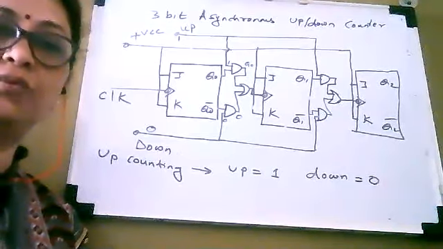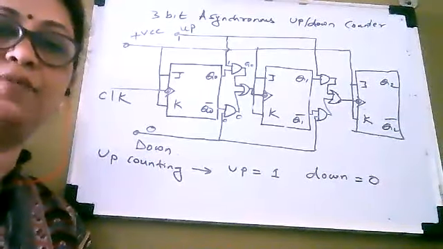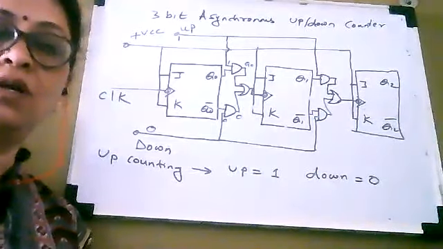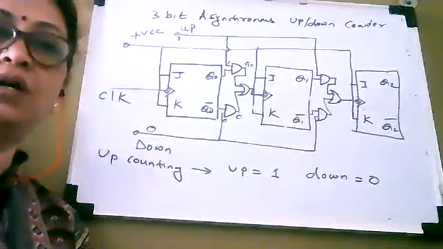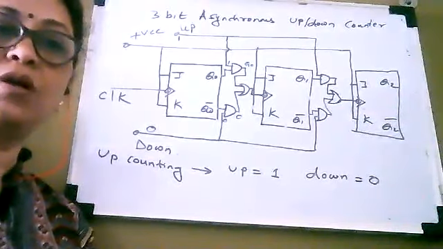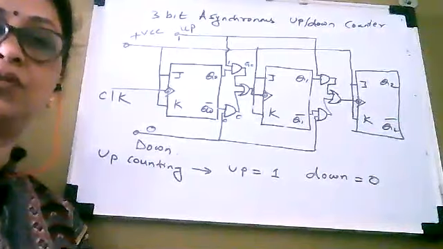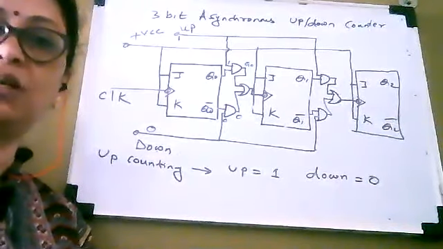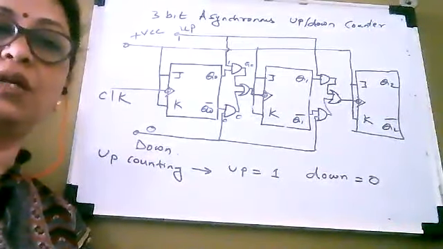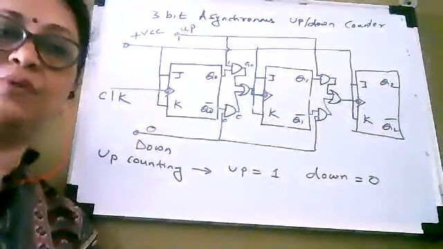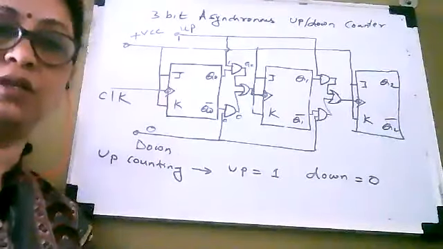So here we are using 3 JK flip-flops as usual in toggle mode. Along with these flip-flops we are using some extra logic using AND and OR gates. With the help of this extra logic, this particular circuit works as a bidirectional counter. That is, it can count in up as well as in down direction.